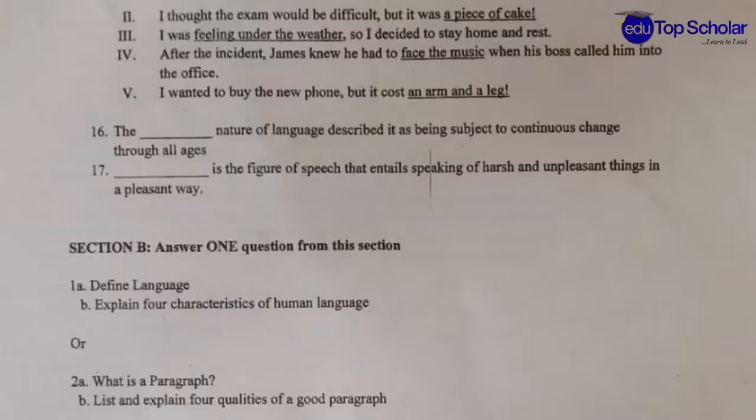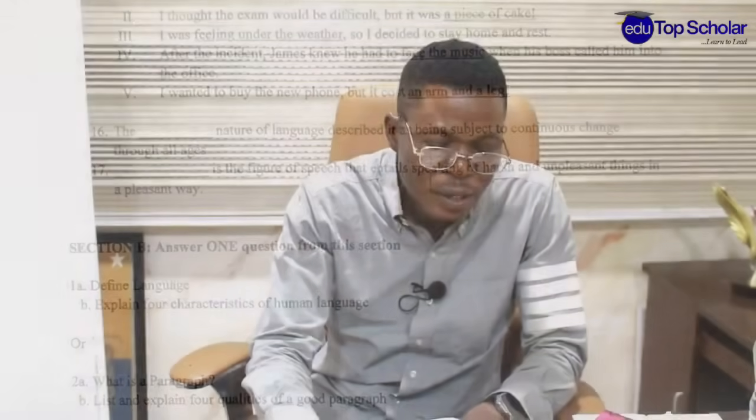The dash nature of language describes it as being subject to continuous change through all ages. Now, in the lecture series you have listened to before, you should have seen this. The feature of language that means that language can change anytime is dynamism. It means language is dynamic. So the dynamism nature of language describes it as being subject to continuous change through all ages. So to say language is dynamic means it can change anytime. And so that is the answer.